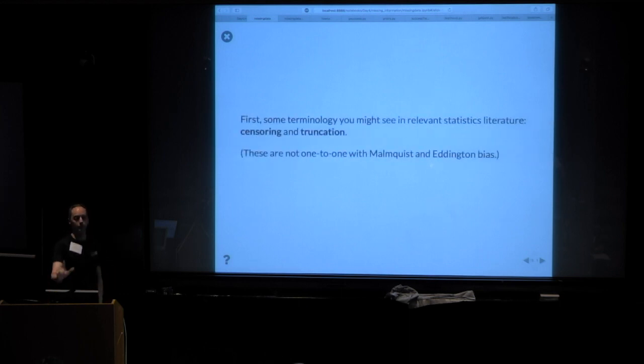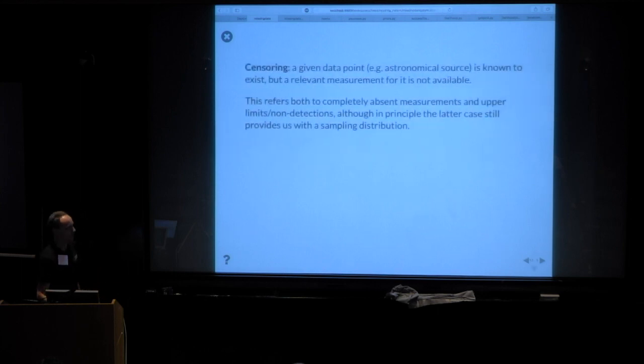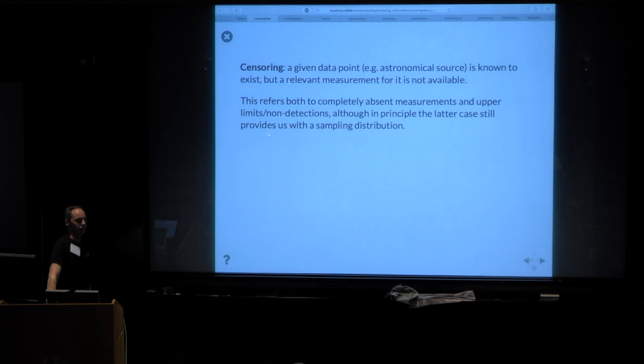But before that, let's talk about two more bits of terminology, this time on the statistics side rather than the astronomy side. And just to be clear, even though there are two of them, there isn't a one-to-one correspondence with the two things that we just talked about. So censoring in statistics means that a given data point, and here data point means, in our case, a source, maybe a galaxy or a star, is definitely known to exist, but there's some potential measurement for it which either hasn't been made or isn't good in some way.